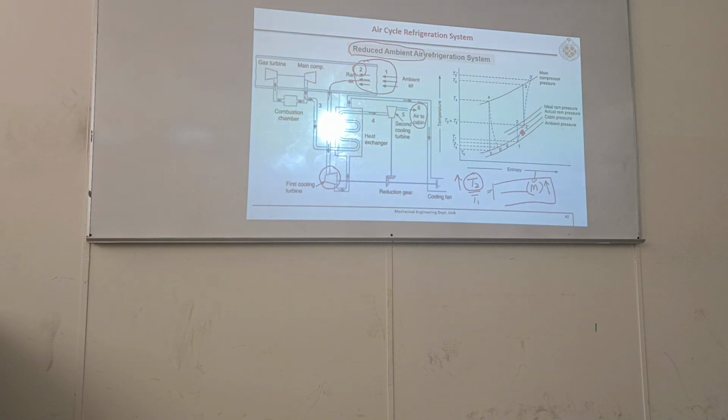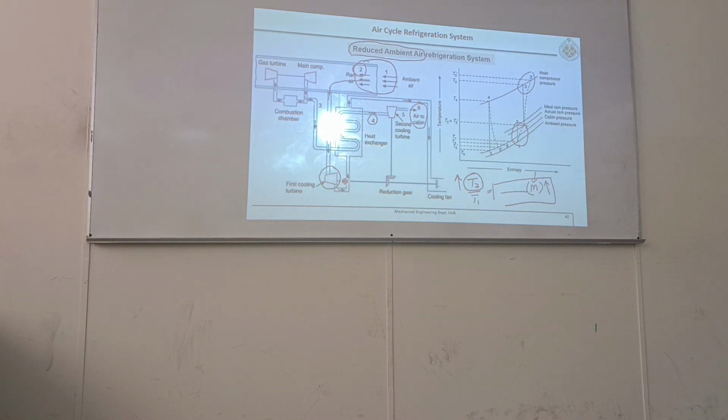Look at the TS diagram. The TS diagram is very much similar to the simple cooling system. Look, 1 to 2 is ramming, 2 to 3 is compression, 3 to 4 is cooling. But this process is not shown here because this is a separate air. Our TS diagram is drawn for the air which is leaving that compressor, not this air. That's why it is not shown here.